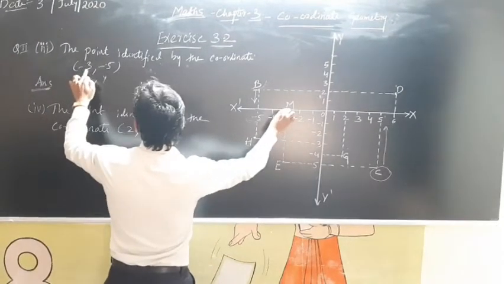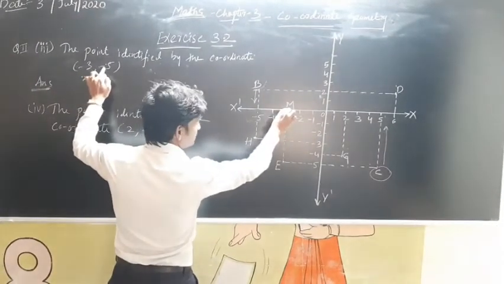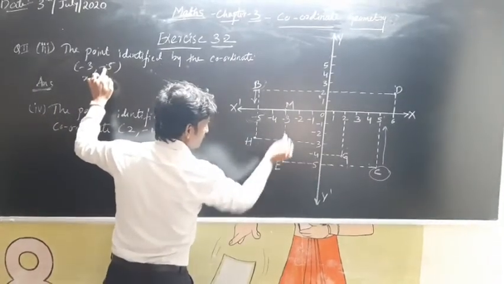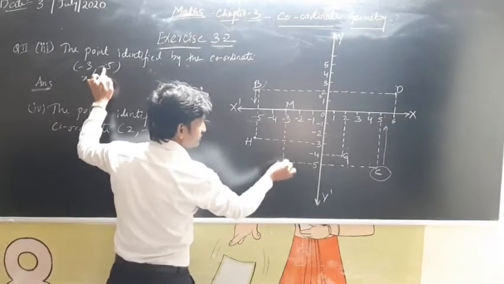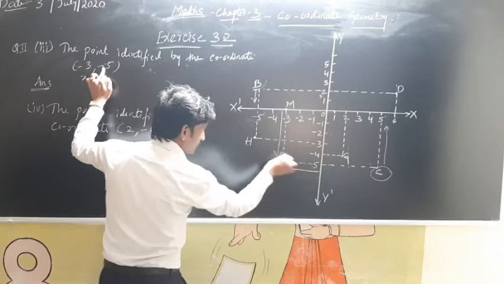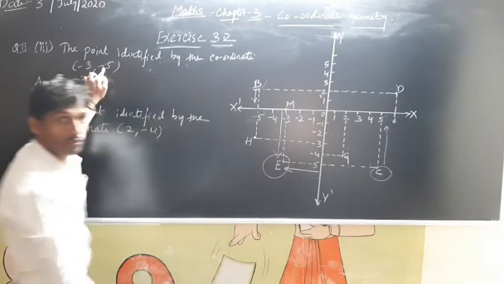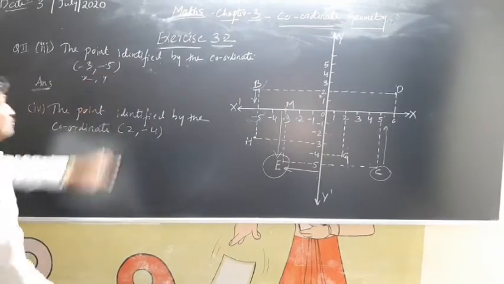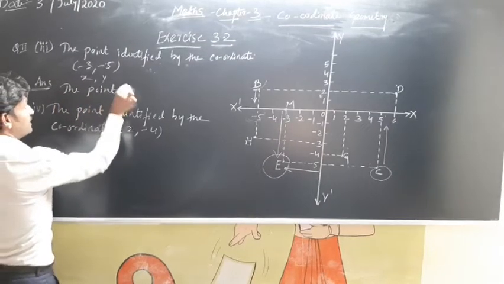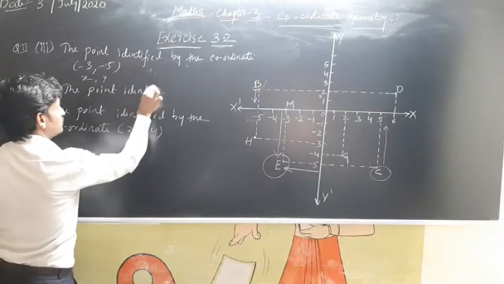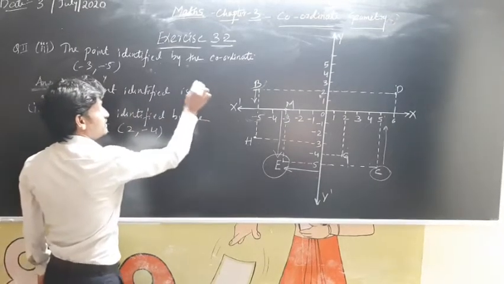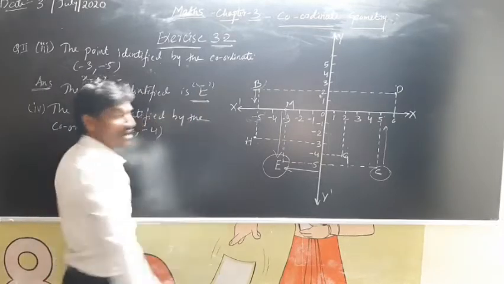Okay, from here -5 on the negative side. Where is now -5 on the negative side? This side. Why negative? From here and from here. Which is the alphabet you are seeing here? See here. From here -3. From here -5. Which is the alphabet you will come and reach to? That is alphabet E. So the answer is the point identified is E. So this is your answer.